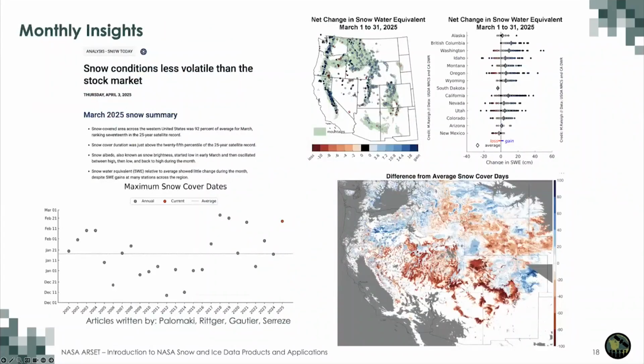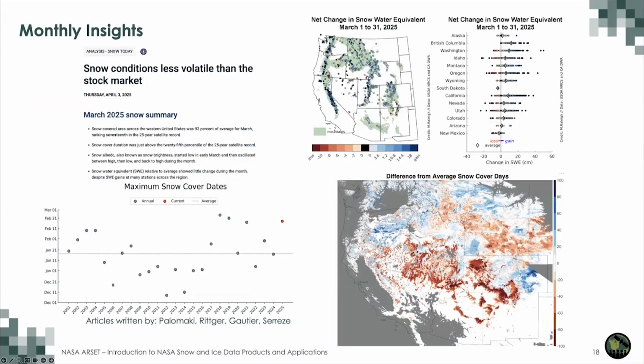During the winter, we also write monthly articles on snow in the West. The figure at the bottom left here shows a monthly figure, and this one actually is the maximum snow cover date. So when did snow cover reach a maximum value? The red dot shows that in 2025, it was relatively late in the season, well above the mean line around January 15th.